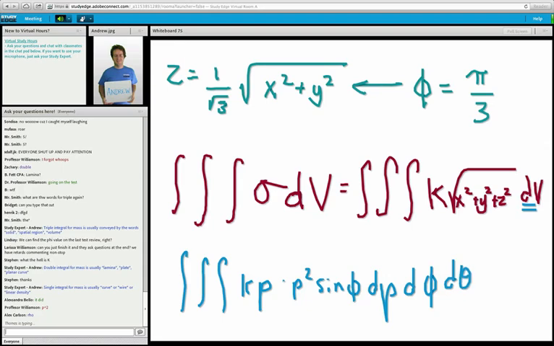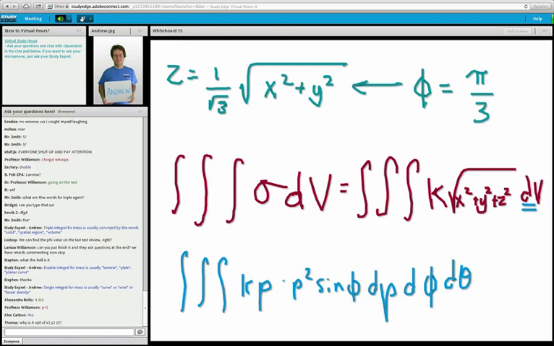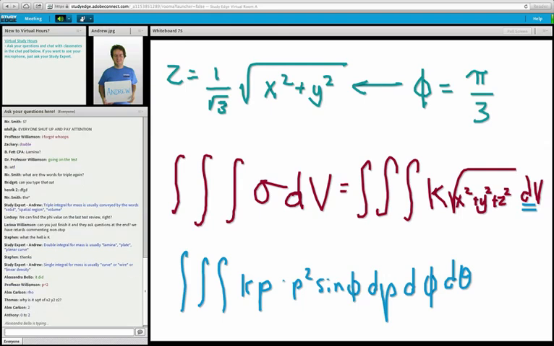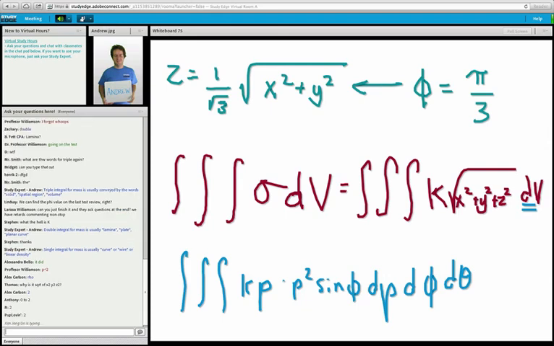Now, what are the bounds for this integral? Let's see. What's the radius of the ball? I'll get your question later, Thomas. That's just the square root of x squared plus y squared plus z squared, the distance from the origin to any given point.